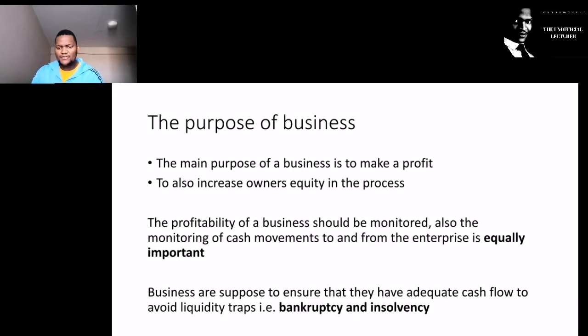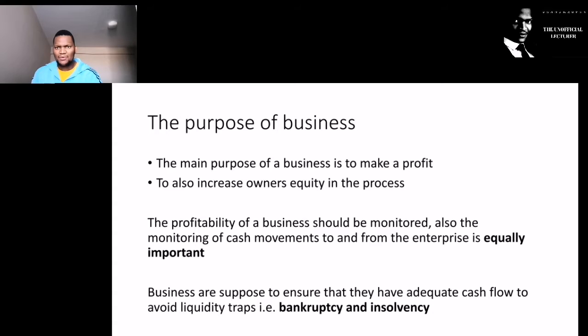Now, the main purpose of a business, we all know why people are going into business. The main purpose of a business is to make profit. For any business, there's no one going into a business with the mindset of not making profit. We all get into a business to ensure that we make profit. But not only profit, we also want to increase our wealth, which is your owner's equity. People go into business to create wealth for their families.